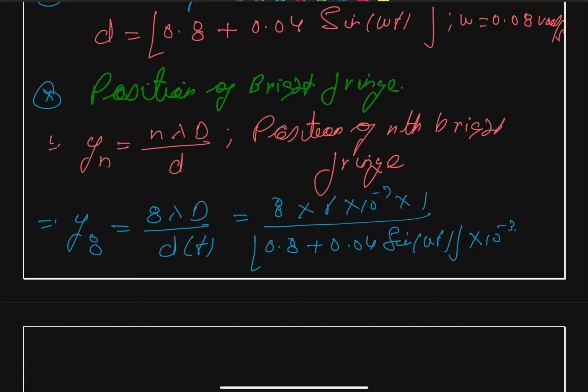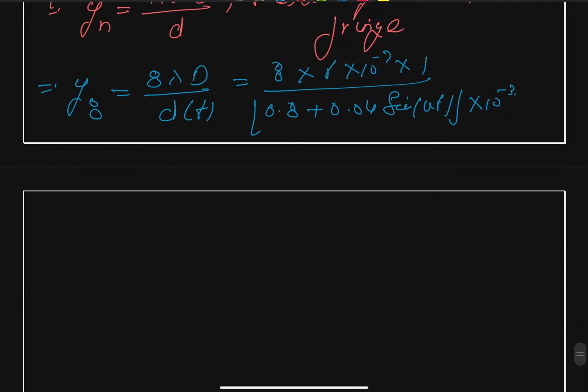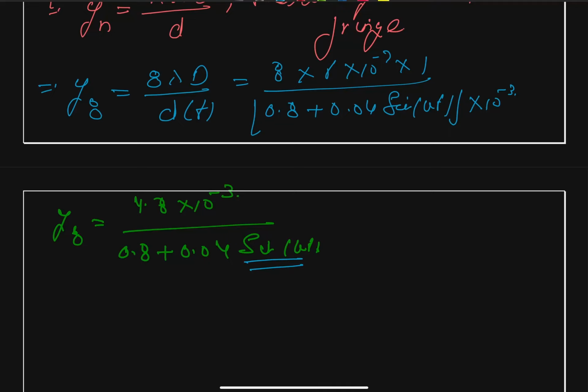We can just sort it out, and we can write this as y of t equal to 4.8 into 10 to the power minus 3, divided by 0.8 plus 0.04 sine of omega t. Now we are going to find out the maximum and the minimum values of y of t with respect to time t. This entire function is dependent upon sine of omega t.